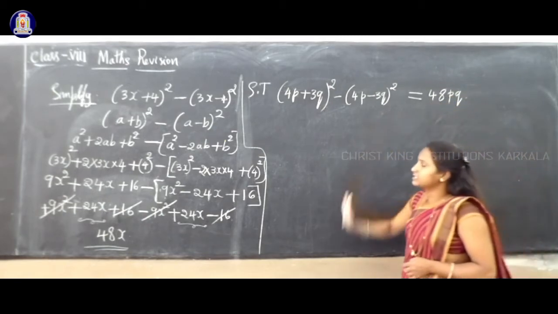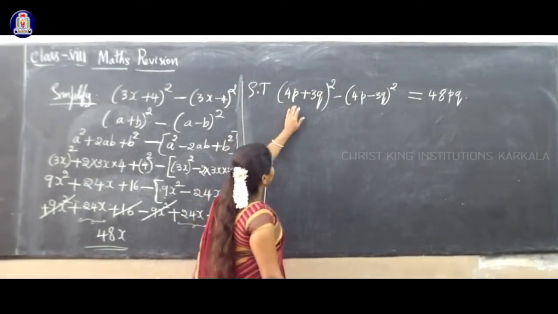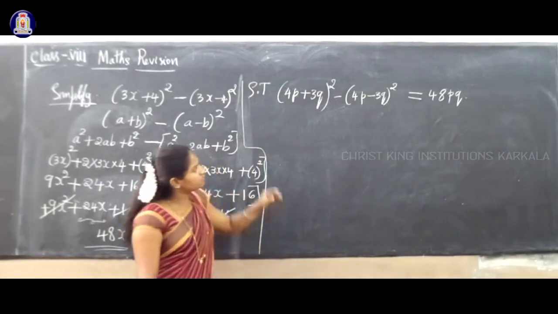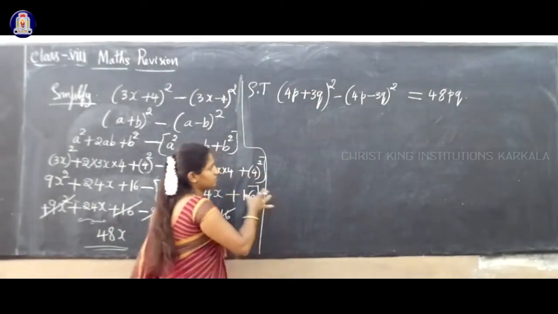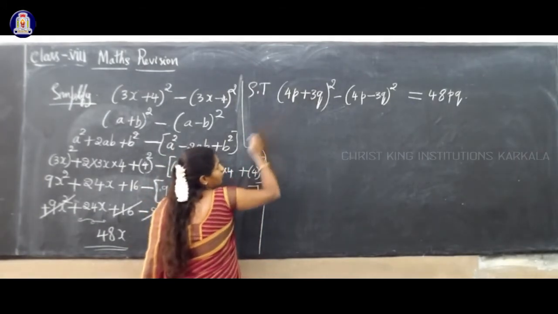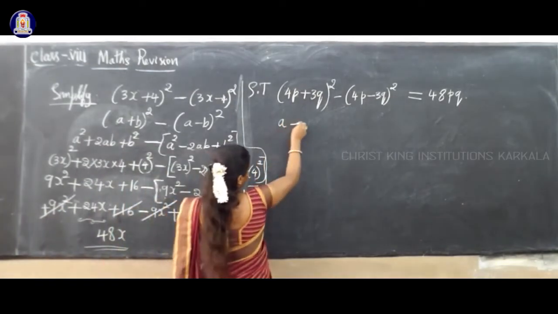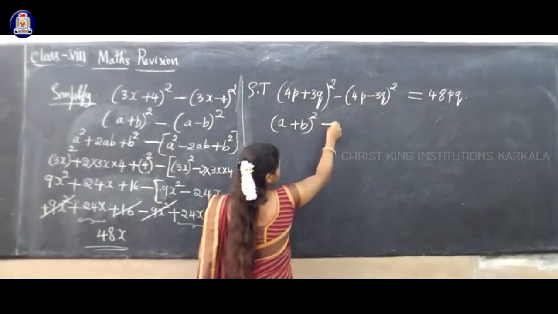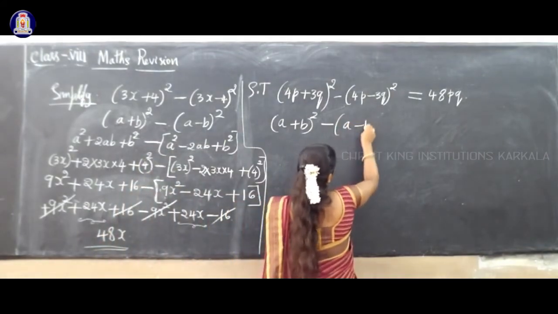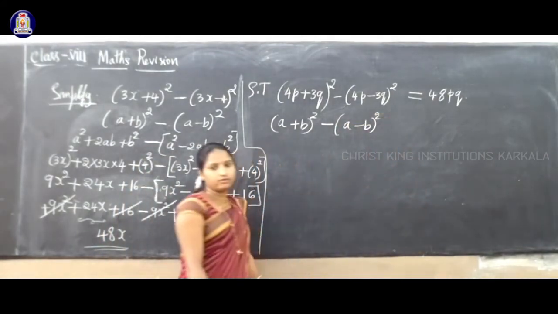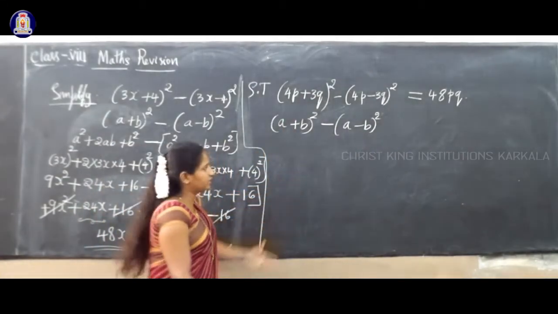Okay. Now we will simplify the left hand side. Which is the left hand side term? That is 4p plus 3q the whole square minus 4p minus 3q the whole square. If you simplify, what will we get? 4p plus 3q the whole square is in the form of a plus b whole square, and the second term is in the form of a minus b the whole square. Now you know the formula. You can directly substitute, or else you can write the formula first.